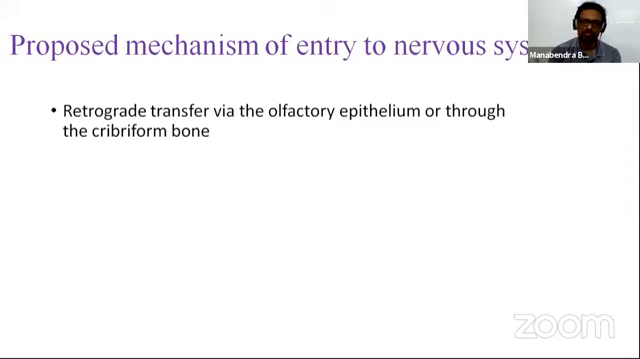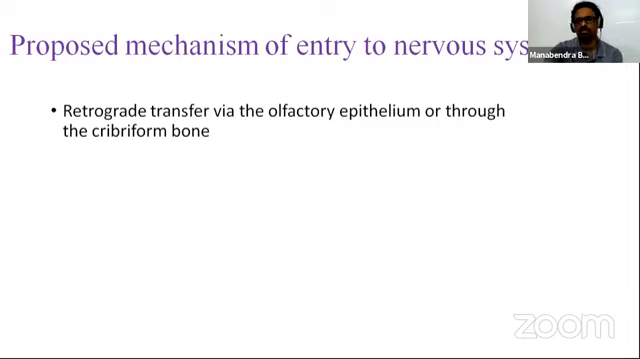And you know, the WHO and CDC established anosmia as a symptom of this viral illness. So the olfactory epithelium is the entry site, and from there, through the cribriform plate of the ethmoid, this virus gains access to the nervous system.